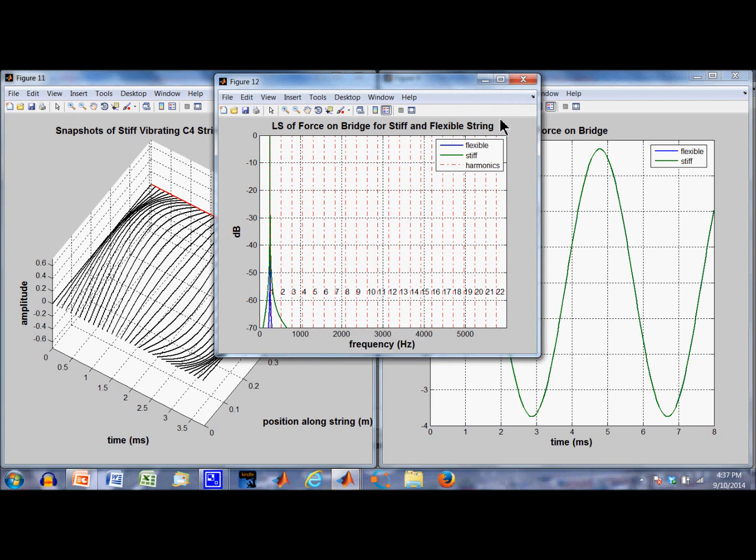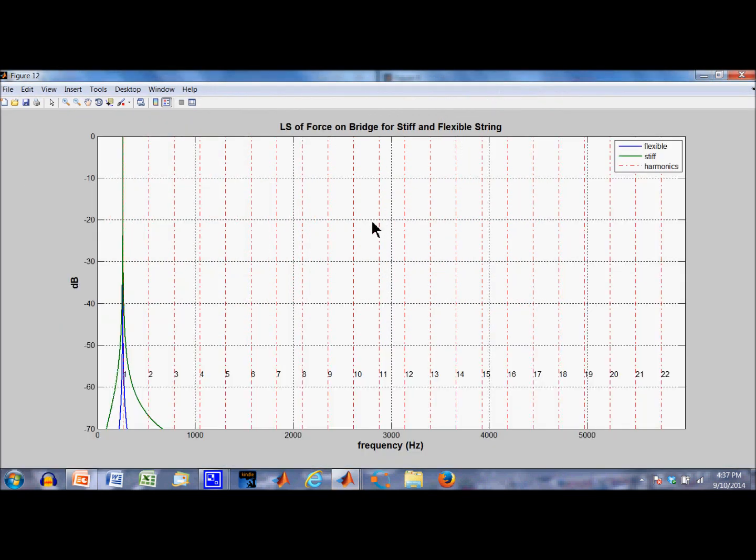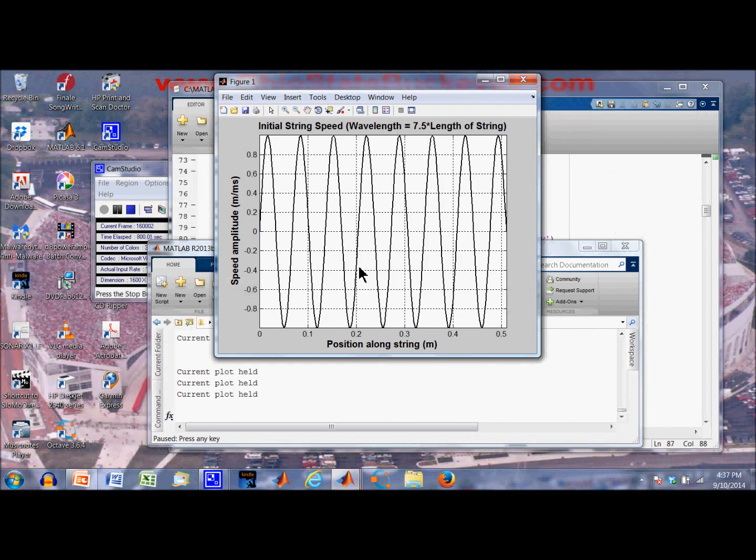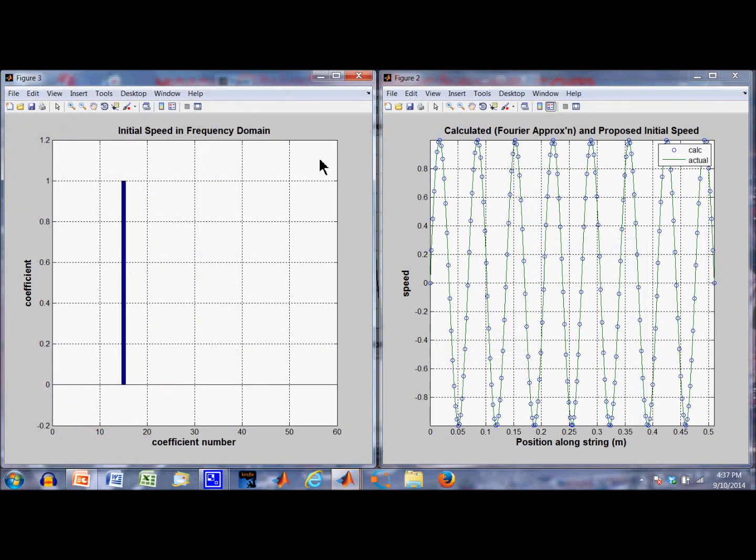And this is the picture of the line spectrum of the output, or the force. You see there's only one peak, and it's at the fundamental, 261.6 for both the stiff and the flexible. All right, now let's repeat it with picking one of the harmonics to be the 15th.